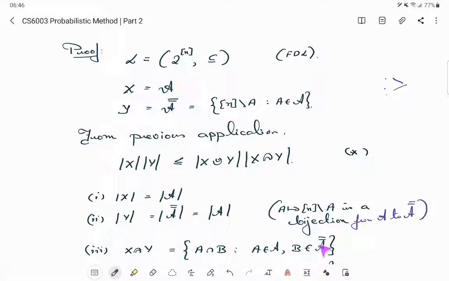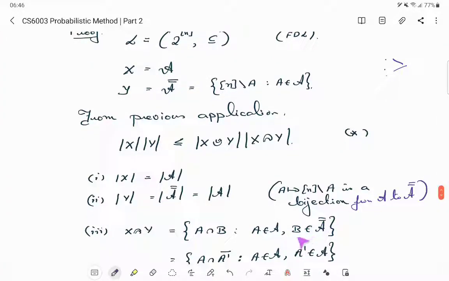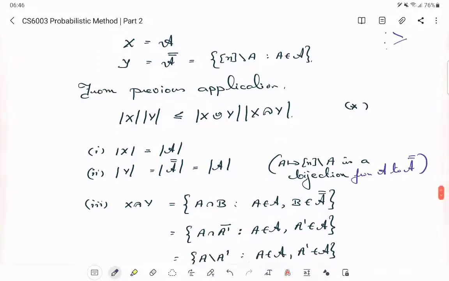The second family, remember, here is the A double bar. But now, if B is in A double bar, that means it is the complement of a set in A, right? So B is the complement of some A prime, where A prime is in A. That's what we have written here. But now A intersection the complement of a set is nothing but A difference that set, right?